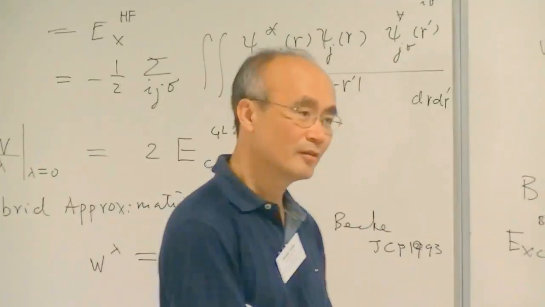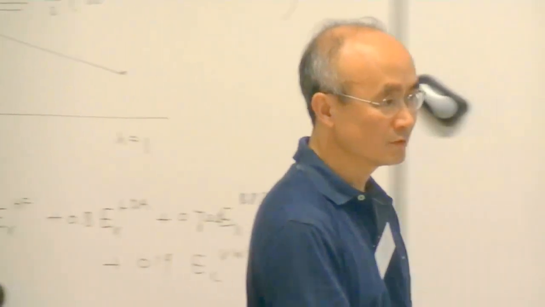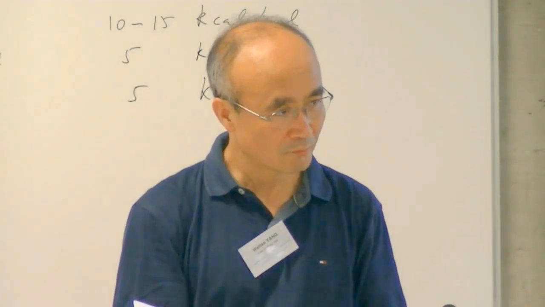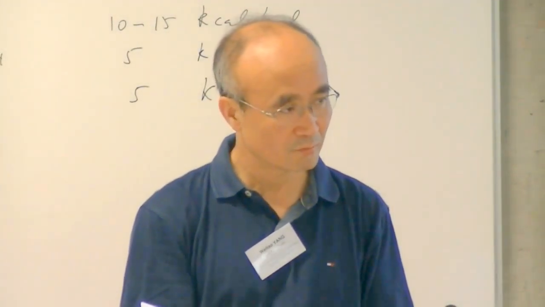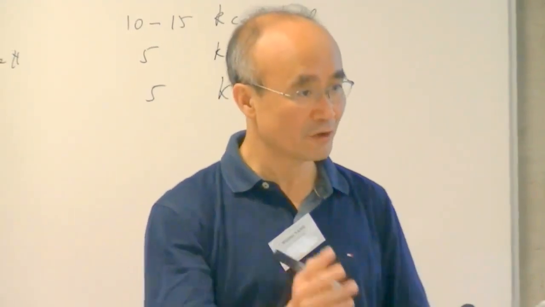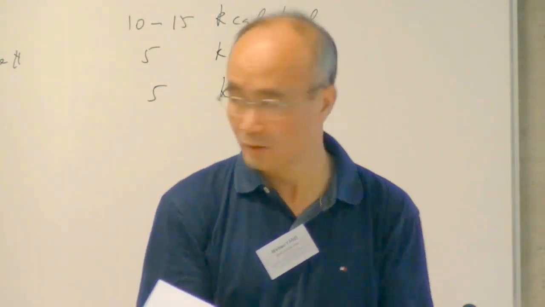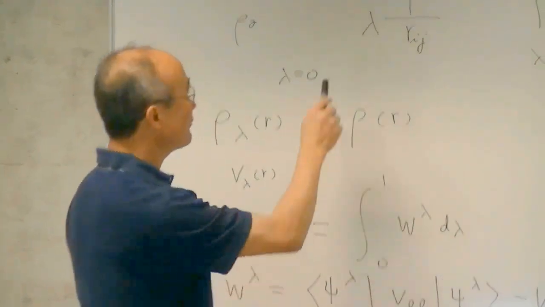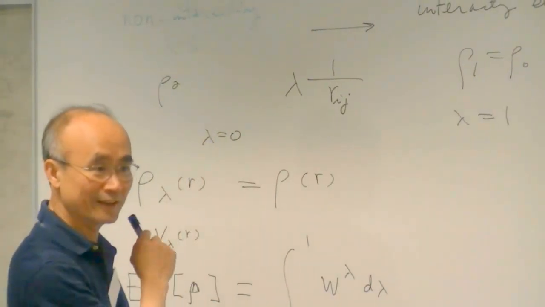Yes, sir. May I ask one more question about that lambda? Of course. So the electron-electron interaction here is lambda by Rij. Right. So in that case, VEE should depend on lambda. No, VEE itself is the electron operator in the physical system. Lambda is what multiplies the VEE. But you write VEE as lambda by Rij, right? Correct. So then VEE should depend on lambda. Should not depend on lambda. No. Lambda is what we multiply in front of VEE.